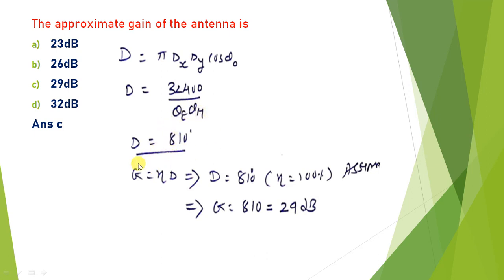So directivity is 810. Now G is equal to eta D. We have to find out the gain. Again, efficiency is not given, so assume a 100% efficient system. So efficiency is 100%, so G is equal to D directly. So G is equal to 810, and converting into dB, it will give you 29 dB.